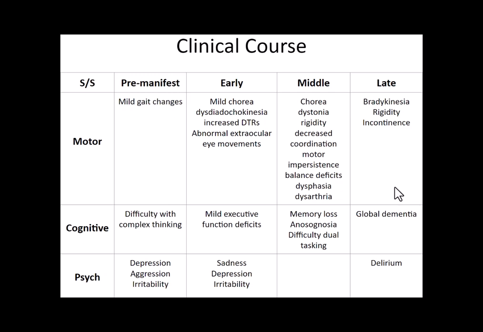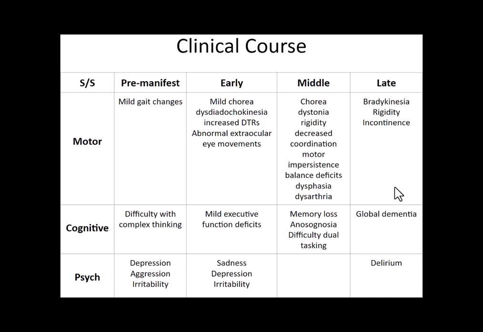Signs and symptoms for the middle stage. For motor, mild chorea develops into full-blown chorea, and you might also have dystonia, as well as rigidity and decreased motor coordination. And there's something called motor impersistence. Motor impersistence means that if the person is holding on to something, they just let go. Their ability to control muscle contraction is much reduced, and they might be able to grasp something, but then they're just going to release it.